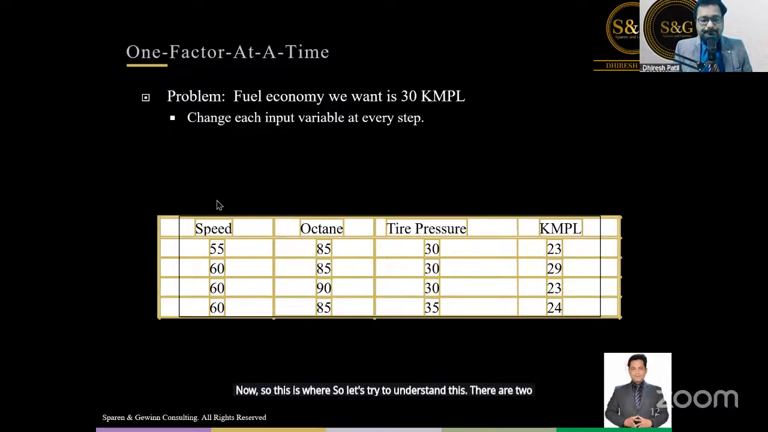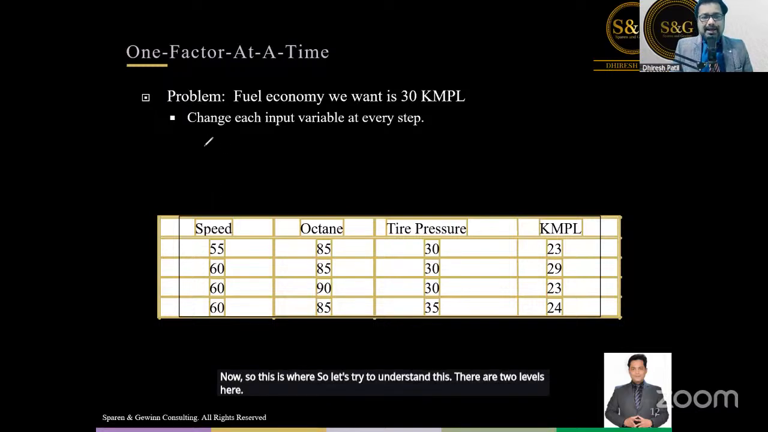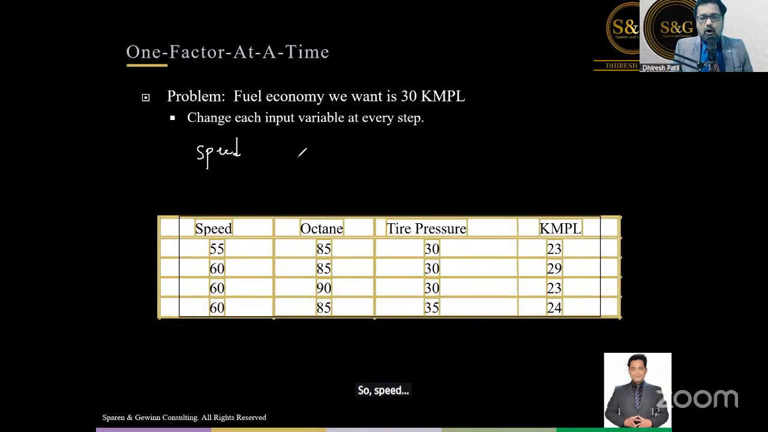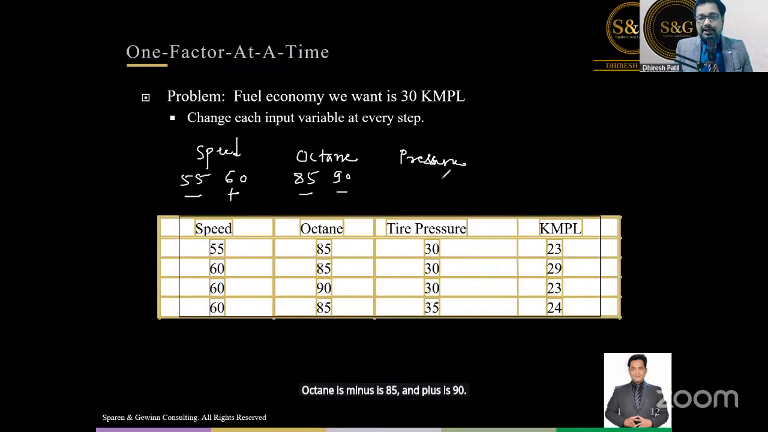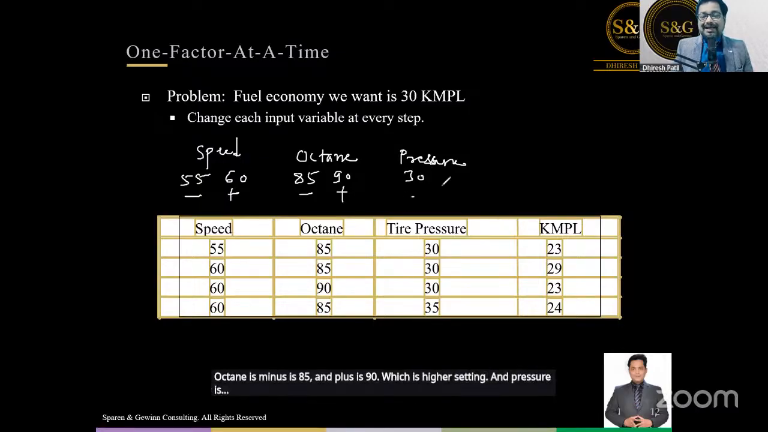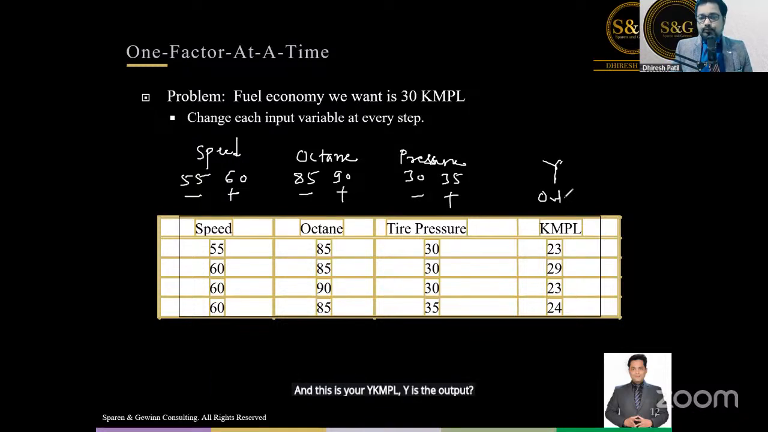There are two levels here. Speed, octane, which is the octane rating, and the tire pressure. The lower setting for speed is 55 and the higher setting is 60. So minus is 55, plus is 60. For octane, minus is 85 and plus is 90, which is the higher setting. For pressure, the lower setting is 30 and the higher setting is 35. And this is your Y, kmpl. Y is the output.